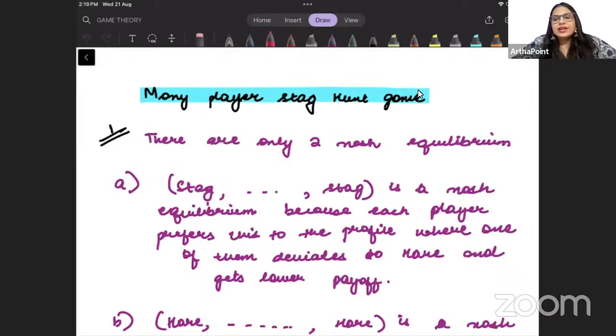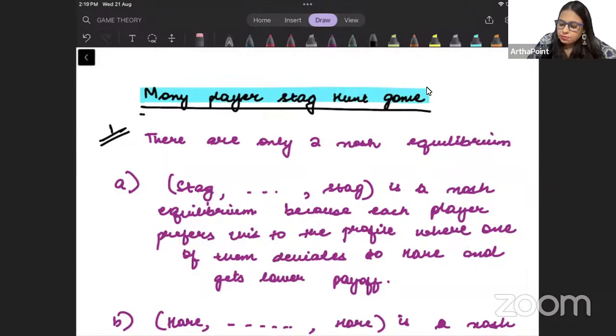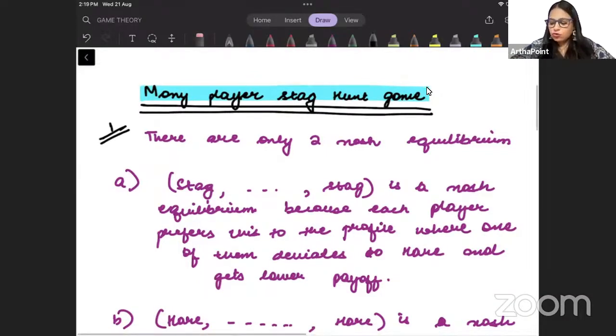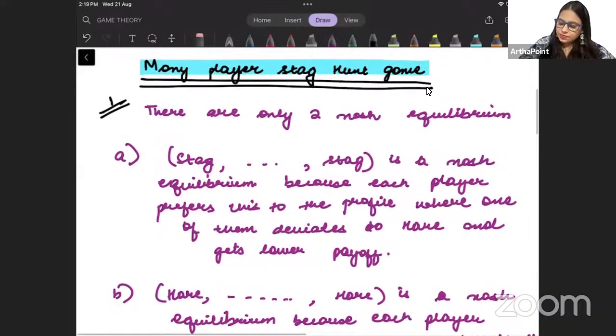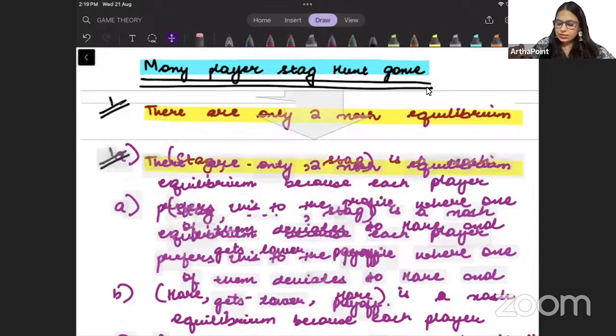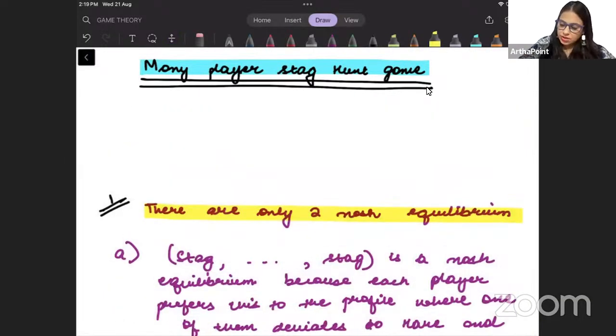Hello, beta. Let us now take an example where we will be dealing with a many-player game, right? We want to find the Nash equilibrium in this game. There are only two Nash equilibria. So please try to understand the game first, then I will talk about it.